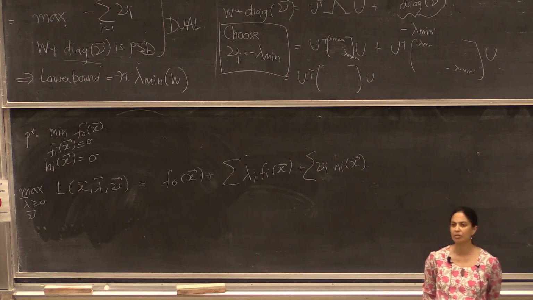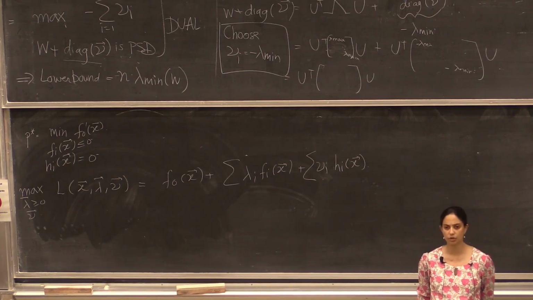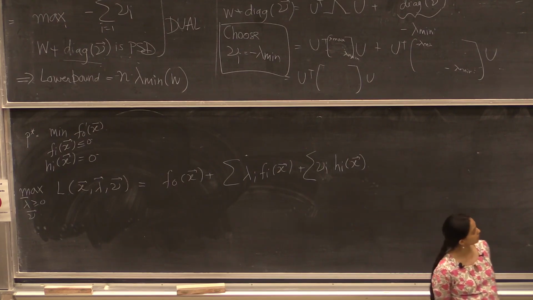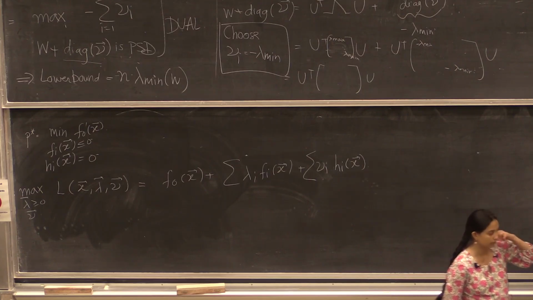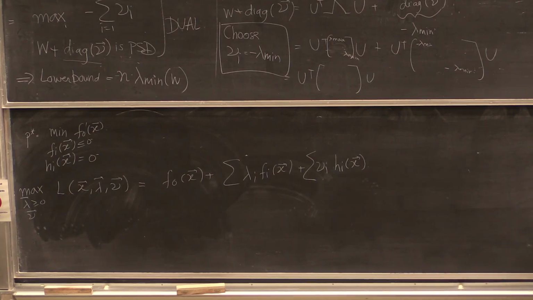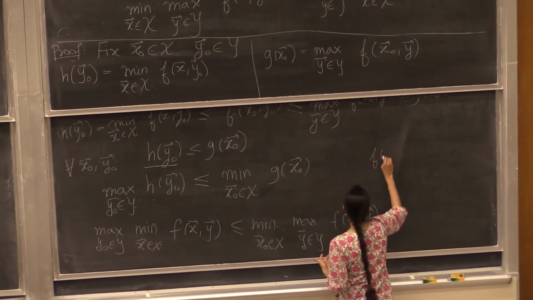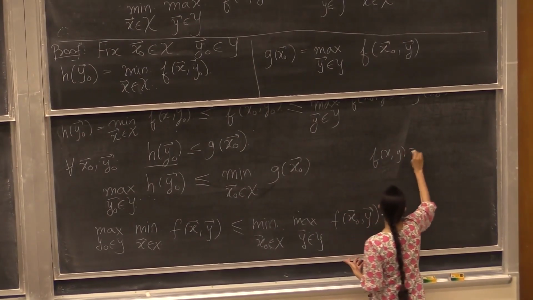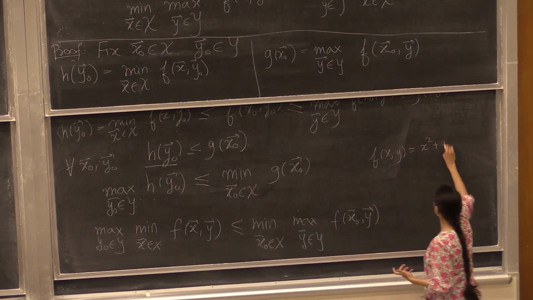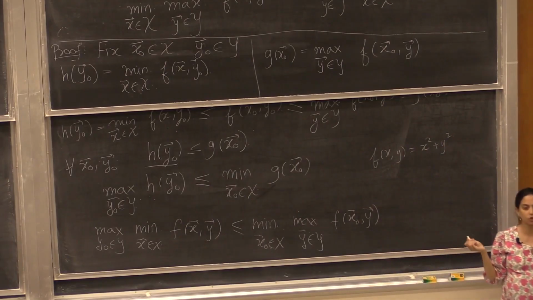what does it mean to have a maximization and a minimization of a function which has multiple variables in it? So basically, this is almost exactly what we mean. If I have some function of two variables, f of x comma y, let's say x squared plus y squared, this is a function of two variables now.